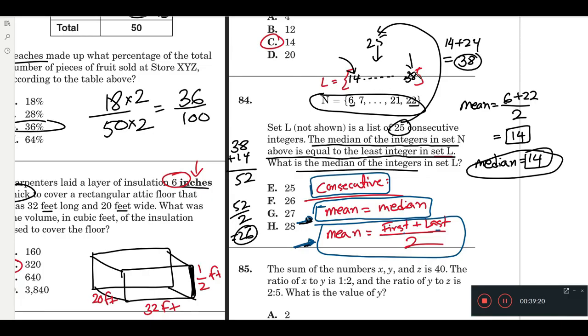That's why we need to know the last number of set L. We know there are 25 numbers in set L. We already know the first one, so we need to know the 24 more, right? So with the first 14, we add 24 and we get the last number is 38.